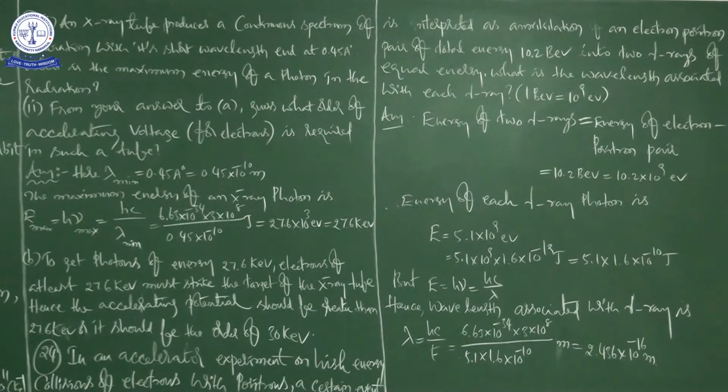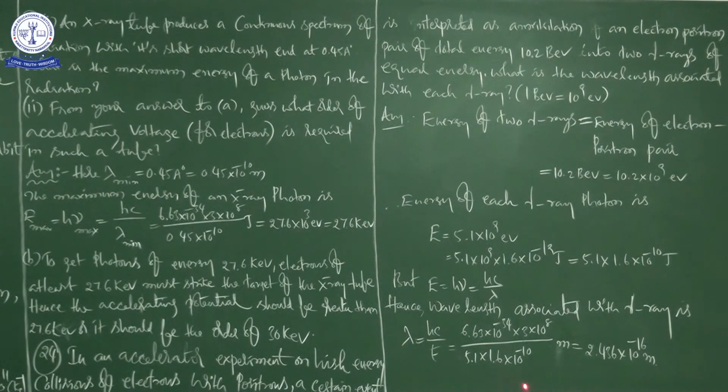Hence the wavelength associated with the gamma ray is lambda is equal to hc by E. Lambda is equal to hc by E, and you substitute these values: the h value, the c value and the E value.